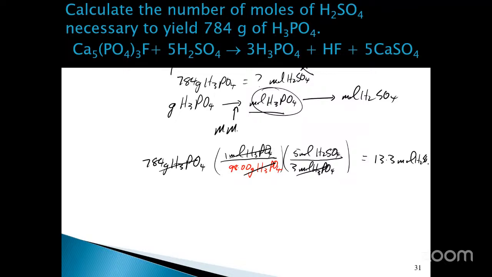Let me do this again, just to make sure. 784 divided by 98 times 5 divided by 3. Okay, so that's what I got, 13.3 moles of sulfuric acid. All right, so that's basically how you do a problem of this type, where you're going from the grams of one substance to the moles of another substance. And if you understand this, then you should also be able to do the reverse. In other words, if you're given the moles of one substance, and then you're asked to find the grams of another substance. In fact, I think the next example is of that type.